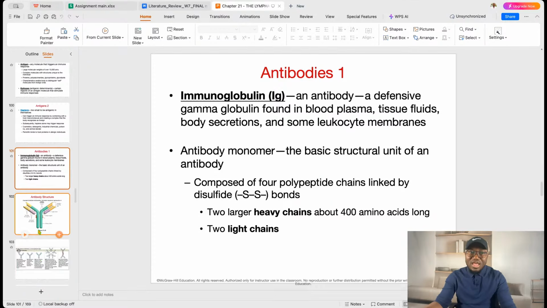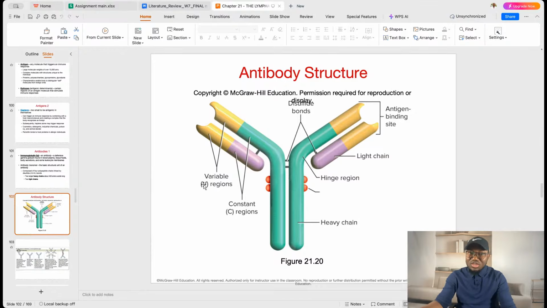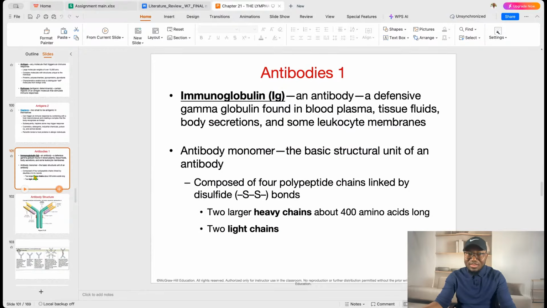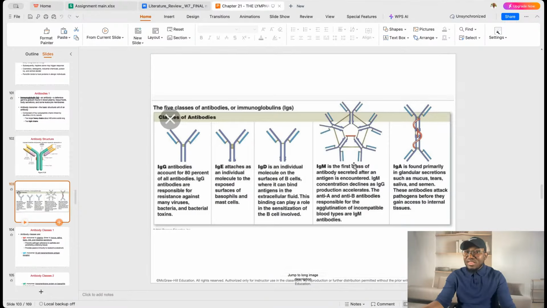All right? Then the immunoglobulin, you need to know this chain. Extremely important. I'll show you a question on that. You need to understand these different types of immunoglobulin: G, E, D, M, and A. Where do you find them? For example, IgA is found primarily in secretions like what? Tears.